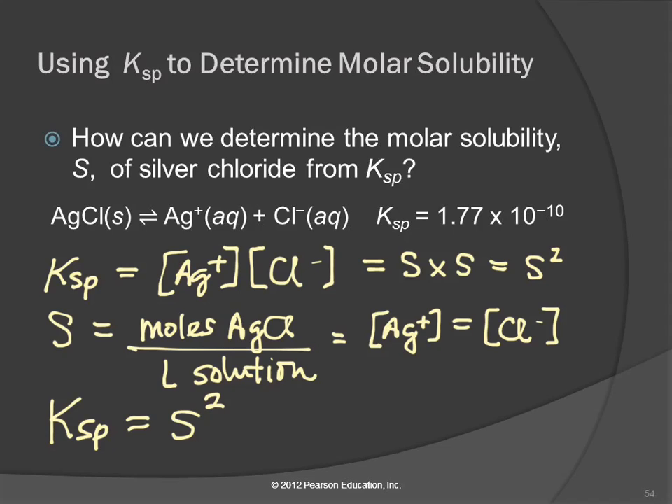Things can get really gnarly when you have things that break up into more than 2 ions. We're only going to do a calculation like this when you have a 1-to-1 ratio of ions. So it'll always end up being KSP equals S squared in this class. If you go on and take Chem 1B, completely different. But KSP equals S squared. So to find the solubility, we just need to take the square root of KSP. So S equals the square root of KSP.